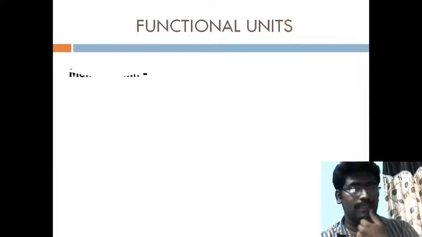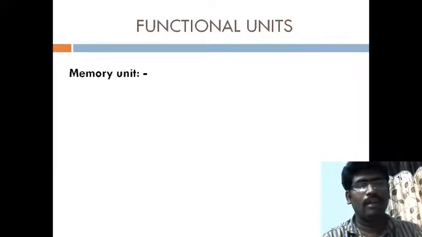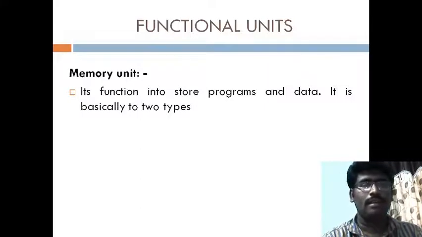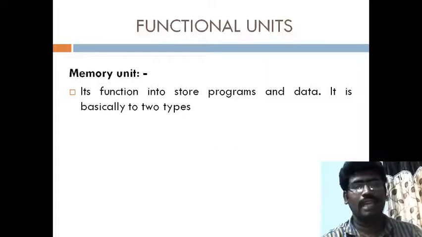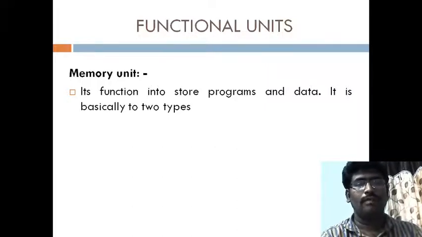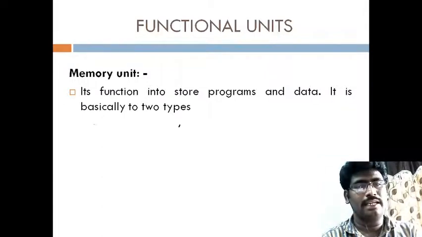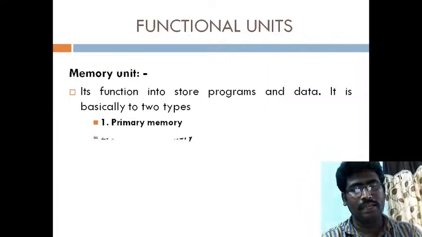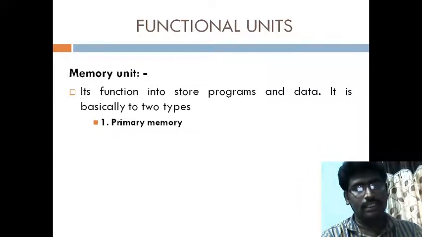After that we will see what a memory unit is. We all know the memory unit is one of the important units, and it is required because it stores data given by the user, and whenever the user wants to access that particular data, the user can access it. So the memory unit is basically of two types: primary memory and secondary memory. So what is this primary memory?